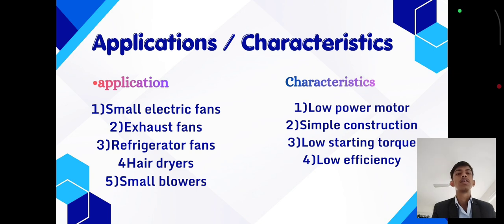Application and characteristics. These are the applications of the shaded pole motor. First is a small electric fan, second exhaust fan, refrigerator fans, hair dryers, small blowers. Those are all applications of the shaded pole motor. And there are some characteristics like low power motor, simple construction, low starting torque, low efficiency. Those are the characteristics of the shaded pole motor. I hope you understand this. We can go to the next slide.